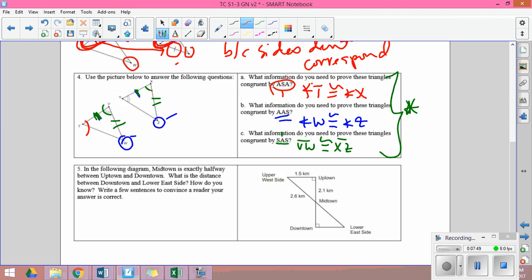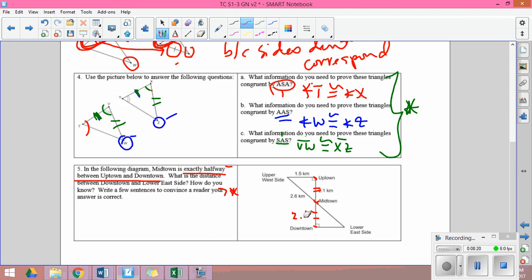So let's do a quick little application problem. In the following diagram, Midtown is exactly halfway between Uptown and Downtown. What is the distance between Downtown and Lower East Side? How do you know? Write a few sentences to convince your reader. So this given right here, Midtown is exactly halfway between Uptown and Downtown. So that means those are equal. So that means this is 2.1.